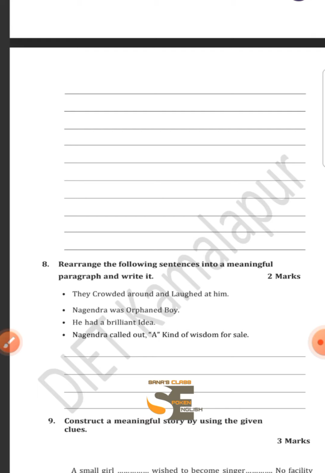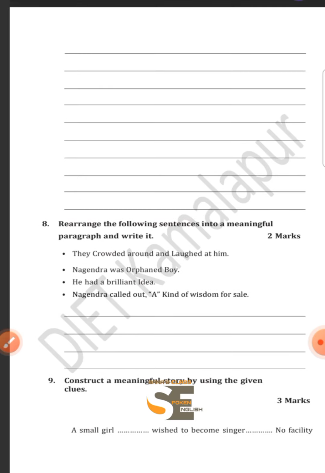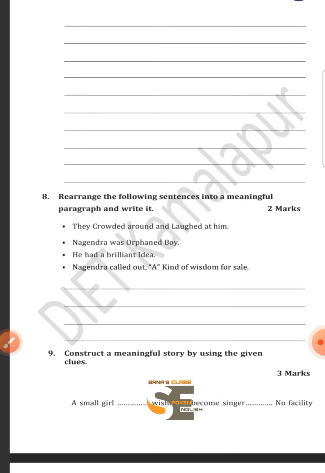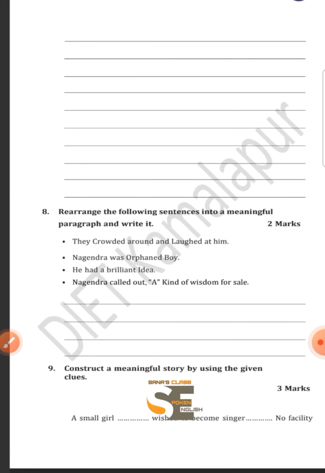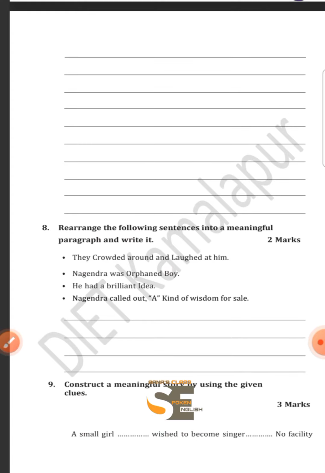Nagendra was an orphaned boy. He had a brilliant idea. Nagendra called out a kind of wisdom for sale. This is a story you might have heard or you might have read in your book. Let me tell you which event is first here. Nagendra was an orphaned boy is the first one. Number two, he had a brilliant idea. Number three, Nagendra called out a kind of wisdom for sale. And then number four, they crowded around and laughed at him. These are the events of the story of Nagendra.